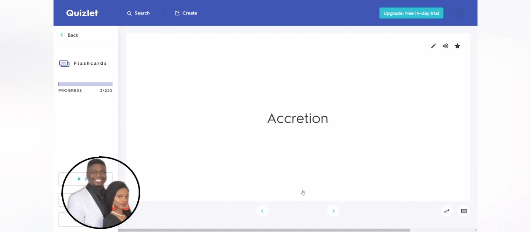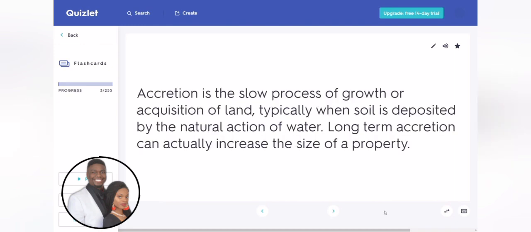Accretion. Accretion is the slow process of growth or acquisition of land, typically when soil is deposited by the natural action of water. Long-term accretion can actually increase the size of a property.